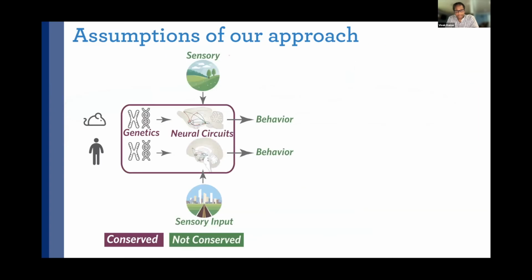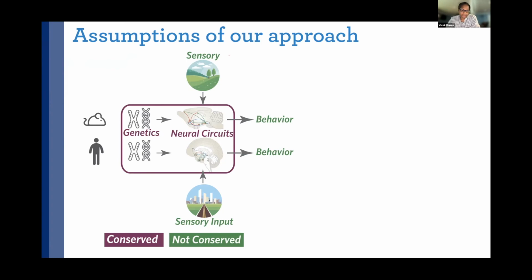And the underlying assumption of our approach is described here, which is to obviously use the mouse as a model for human conditions and diseases and interventional therapeutics. We share genetics, we share our neural circuits, and that's in this purple box. These are conserved elements between us. What's not conserved is our environment. So the brain is an organ that's evolved to really take in sensory input from the environment to optimize behavior in order to have the best ability to reproduce.